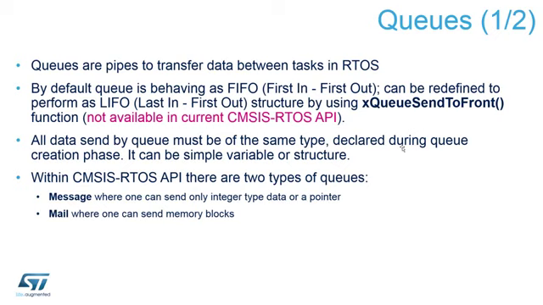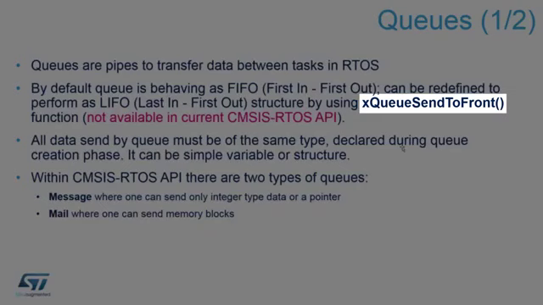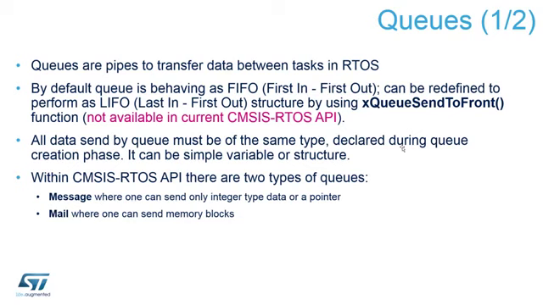By the way, the LIFO can be used with the native API using this function, xQueueSendToFront. However, it's not implemented in the CMSIS RTOS API. So if you need this functionality, you can typecast the CMSIS ID of the queue and use the native function. There is, however, one thing: the data sent by the queue should be of the same data type and same size.